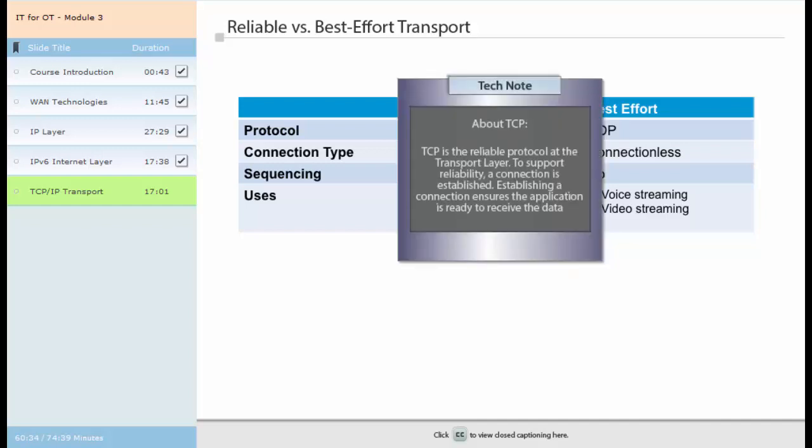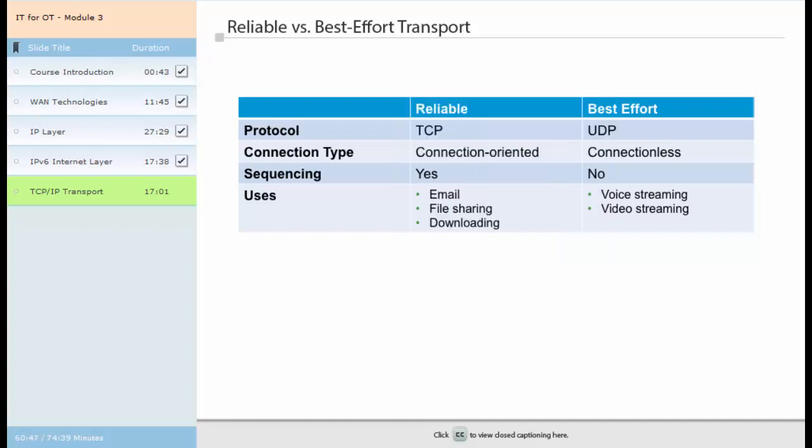TCP is the reliable protocol at the transport layer. To support reliability, a connection is established. Establishing a connection ensures that the application is ready to receive the data. During the initial process of connection establishment, information is exchanged about the capabilities of the receiver and starting parameters are agreed to. These parameters are then used for tracking the data transfer for the duration of the connection.